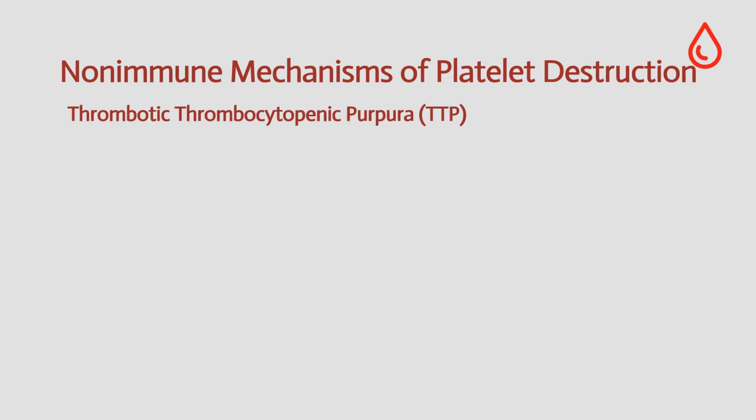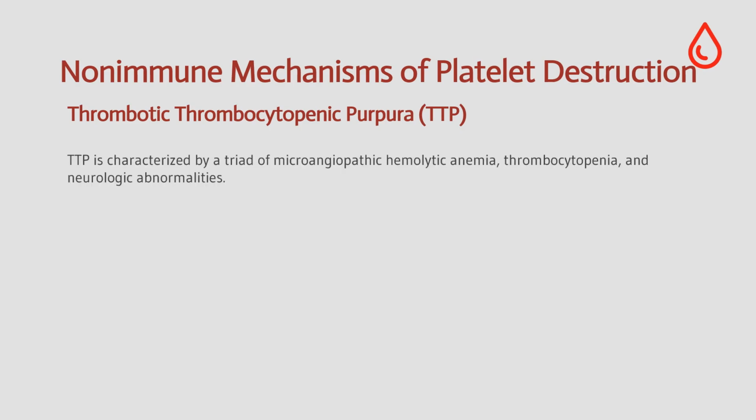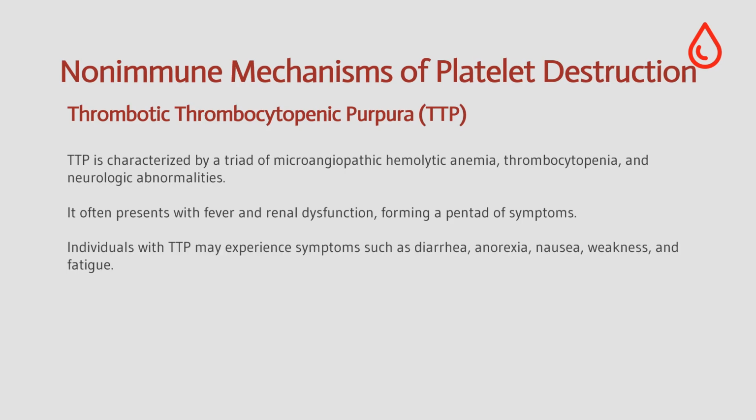Now, let's shift our focus to thrombotic thrombocytopenic purpura, TTP, a condition with a unique set of characteristics. TTP is characterized by a triad of microangiopathic hemolytic anemia, thrombocytopenia, and neurologic abnormalities. It often presents with fever and renal dysfunction, forming a pentad of symptoms. In addition to the triad, individuals with TTP may experience symptoms such as diarrhea, anorexia, nausea, weakness, and fatigue.